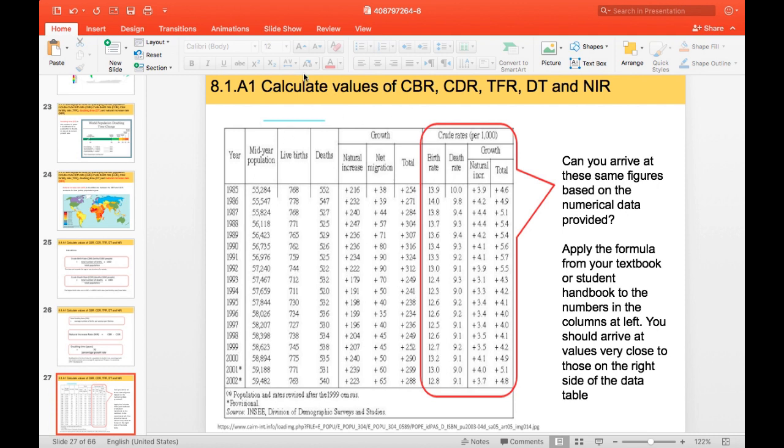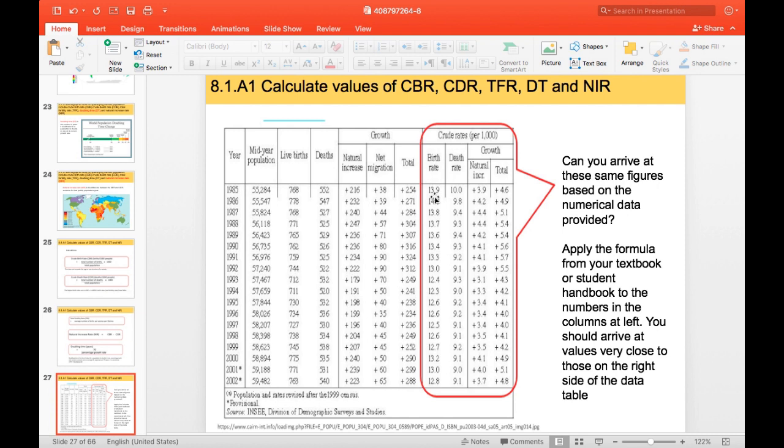So, how do you use this data to calculate CBR, CDR, TFR, DT, and NIR? In this table you have the years from 1985 to 2002. You have the mid-year population. At the mid-year, what is the population? Live births, so births that are alive, deaths, natural increase, net migration, total. In this one you have the most important information, growth rates.